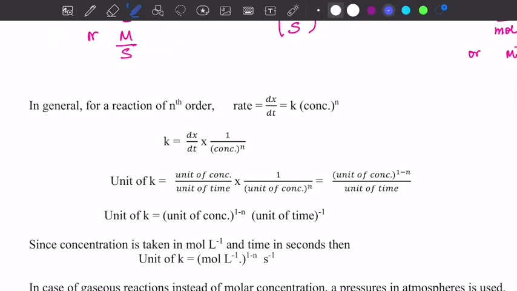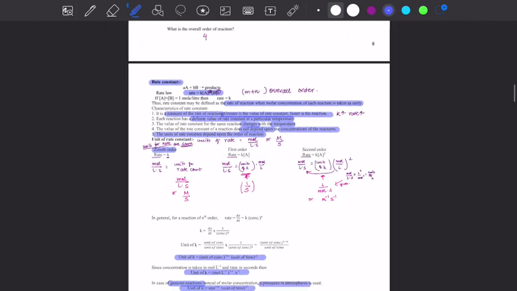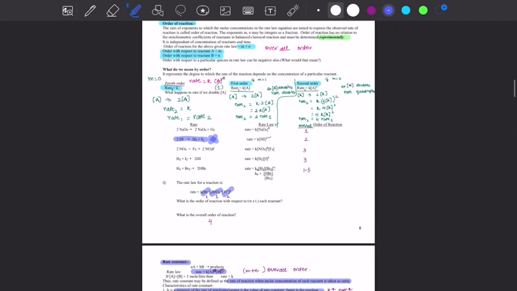Since most chemical reactions are written in terms of concentration, in general, the units of K for a reaction that is nth order would work with this equation. Similarly, if you were talking about a gaseous reaction, instead of concentration, we could be talking about pressures, and in that case, the units of K could be written in terms of atmosphere.